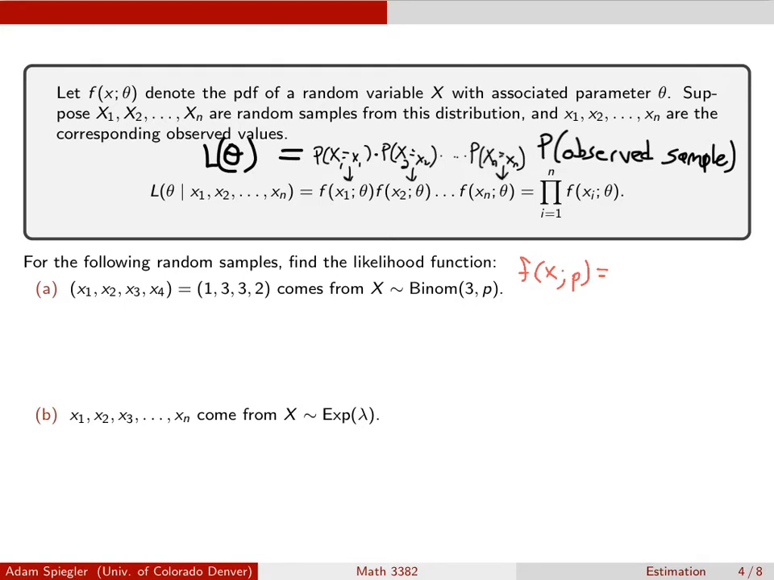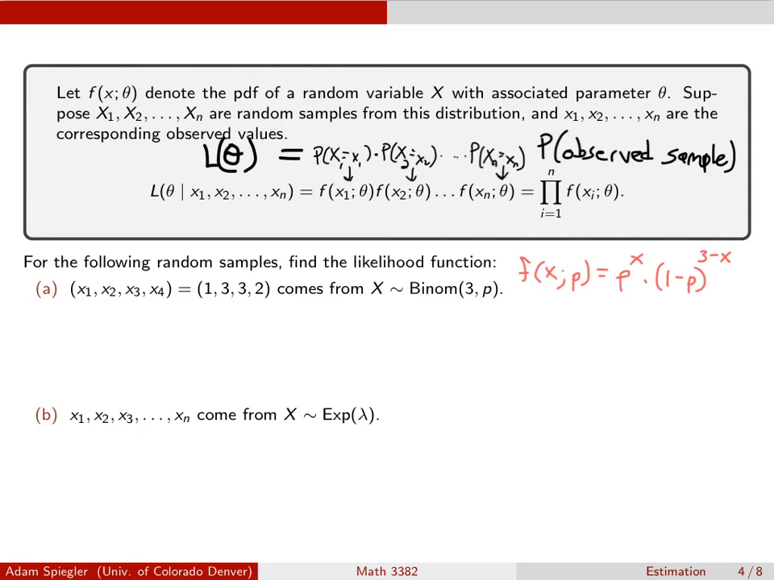And so for binomial distributions, we would say, how many successes do we have, and then multiply that by 1 minus p raised to the power of the number of failures that we have. So if we have 3 trials, if x of them are successes, then 3 minus x of them would be failures.